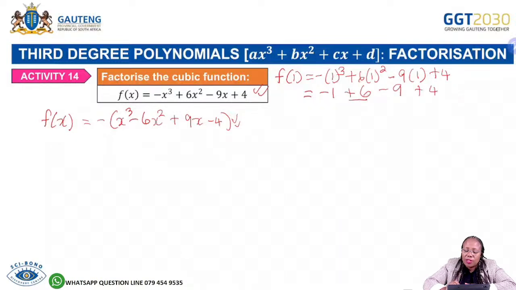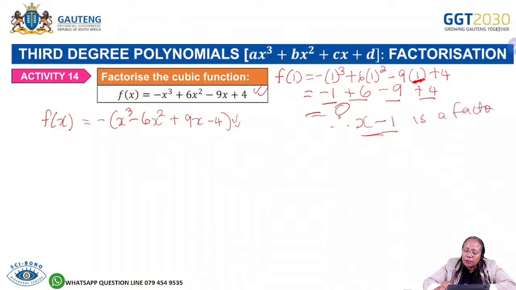Can you see 6 plus 4 is 10? Minus 9 minus 1 is minus 10. Therefore, this is giving us a 0. If that is the case, therefore, x - 1 is a factor. Remember, when you substituted positive, this one will be minus, right? It is a factor. At least we have one factor now.